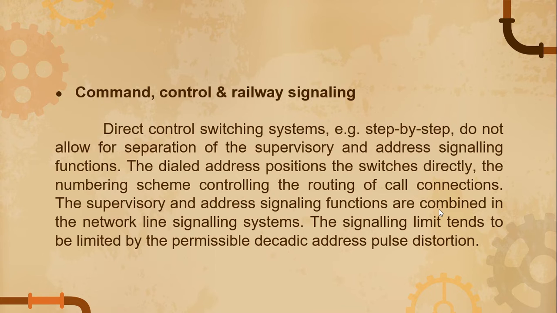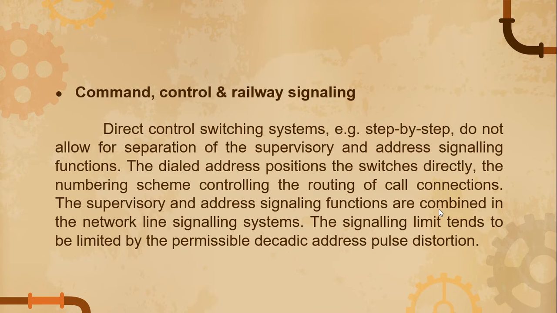So next we have the command control and railway signaling. Direct control switching systems, step by step, do not allow for separation of the supervisor and address signaling functions. The dialed address positions of the switches directly, the numbering scheme controlling the routing of call connections.